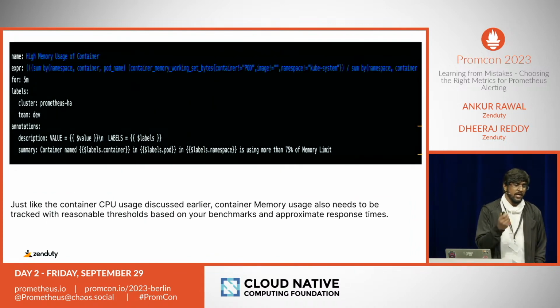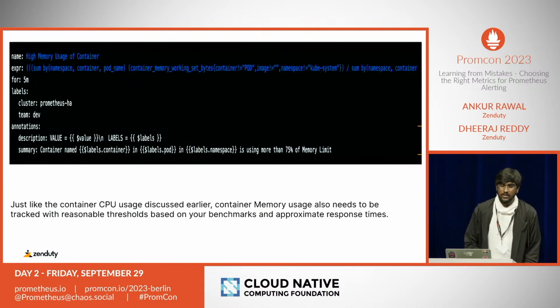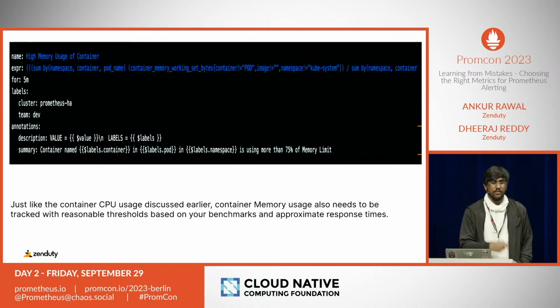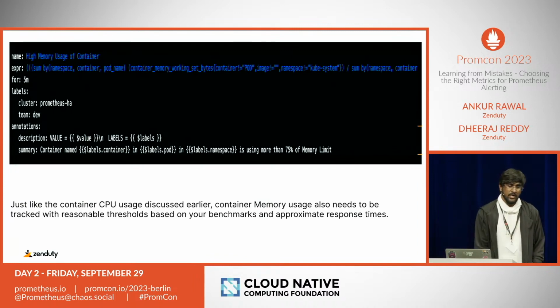And same thing, high memory usage. It's the same as CPU usage. By our R&D, we came up with the 75% memory limit, but it depends from infra to infra. So yeah, rolling back would be a better option if you have released something.